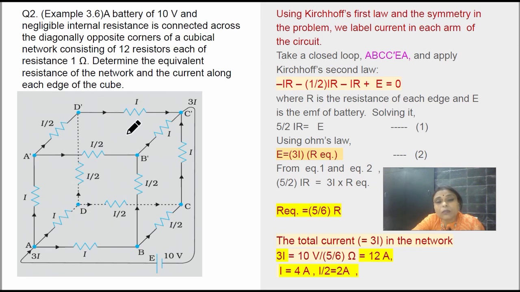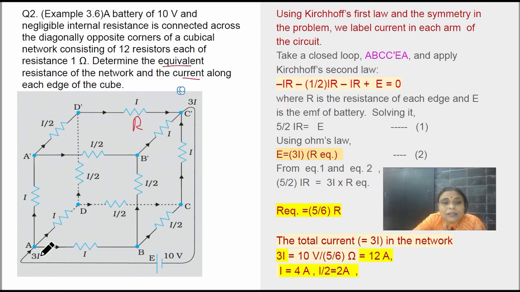In the cube, each value of resistance is R. Okay, remember this, each value of resistance is R. The question is, determine the equivalent resistance of the network and the current along each edge. Okay, so this is the question. To understand it better, let's understand this symmetrically.